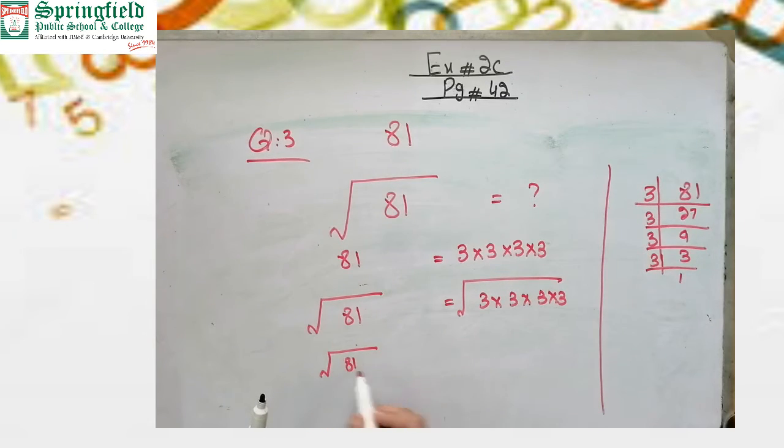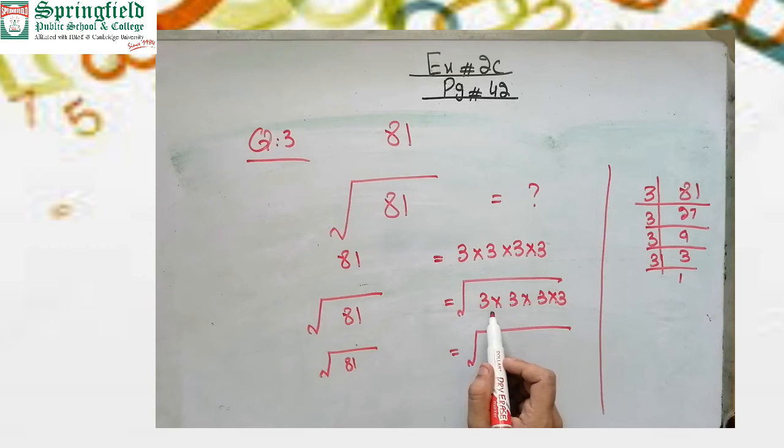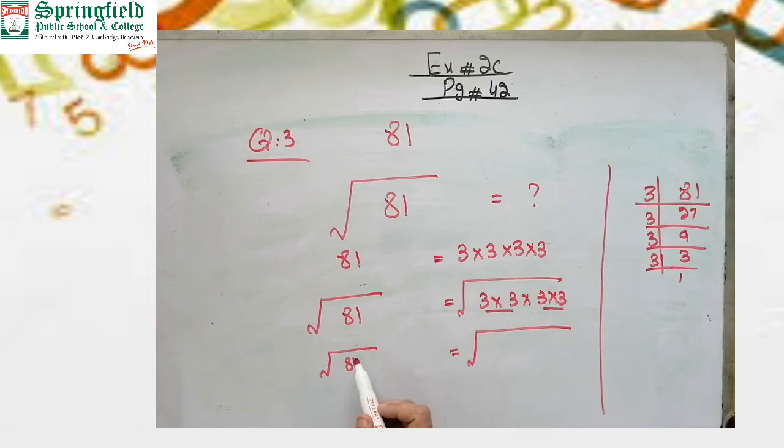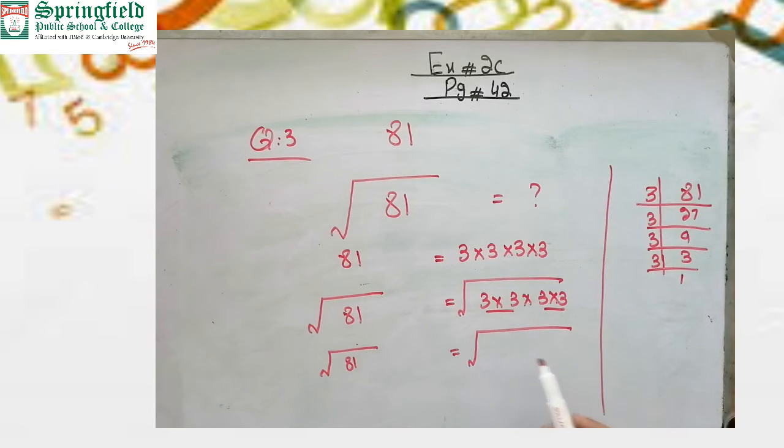So under root 81, we will make the pairs. Why? Because we are going to solve square root, and during the square root we will make the squares, and during cube roots we will make the cubes of the factors. So 3 square multiply 3 square.